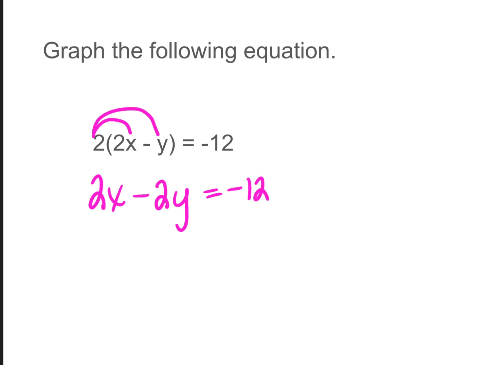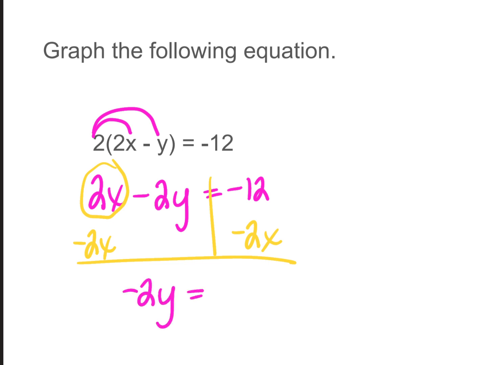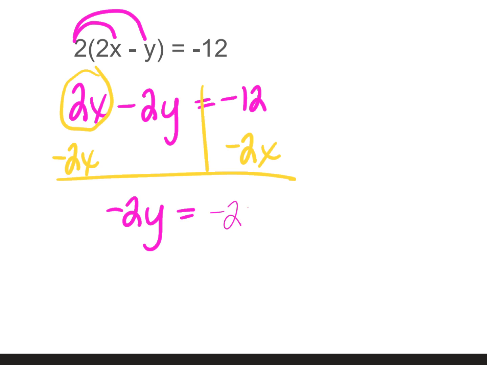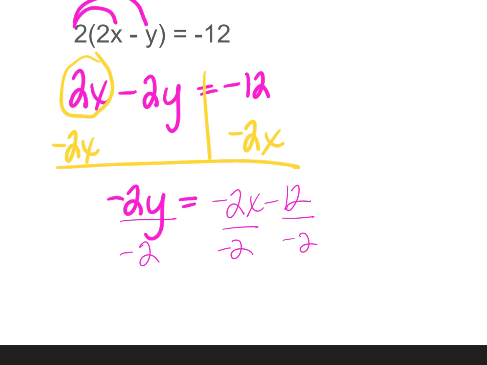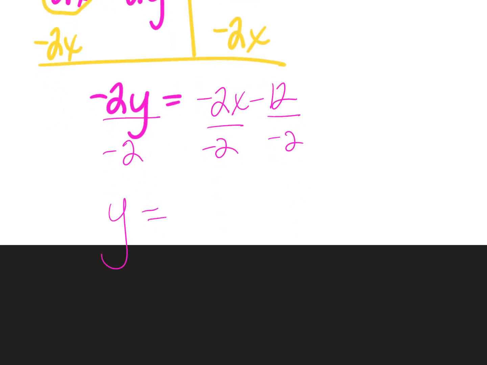Now, like on the previous problems, we want to move that x. It's positive here, so I'm going to subtract 2x from both sides. Negative 2y comes down. And again, we're dividing each by negative 2. Not an inequality, so I don't have to worry about flipping anything. Negative 2 divided by negative 2 is 1.